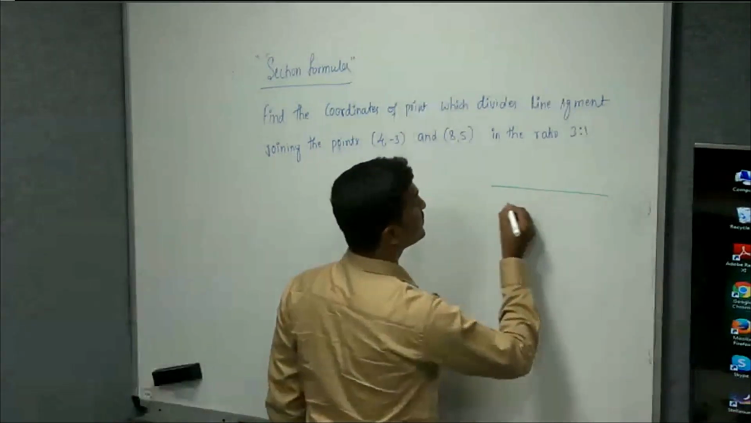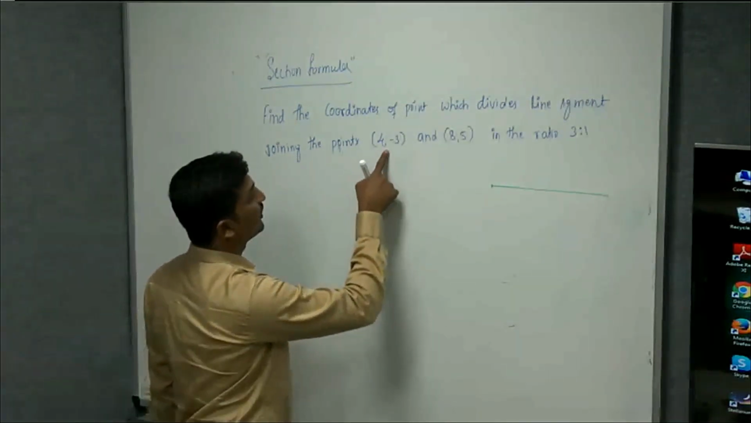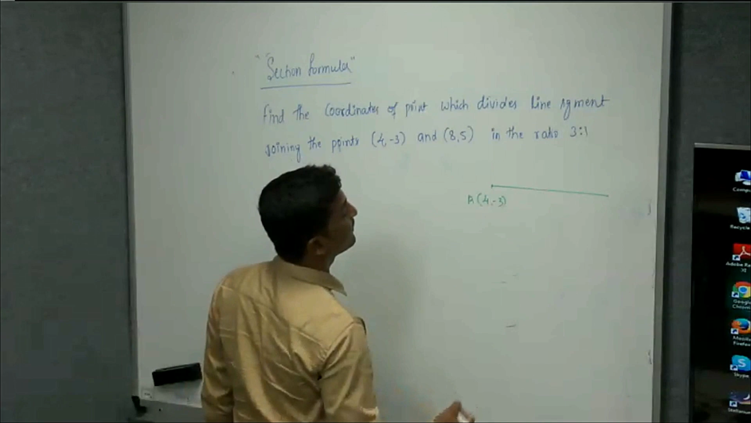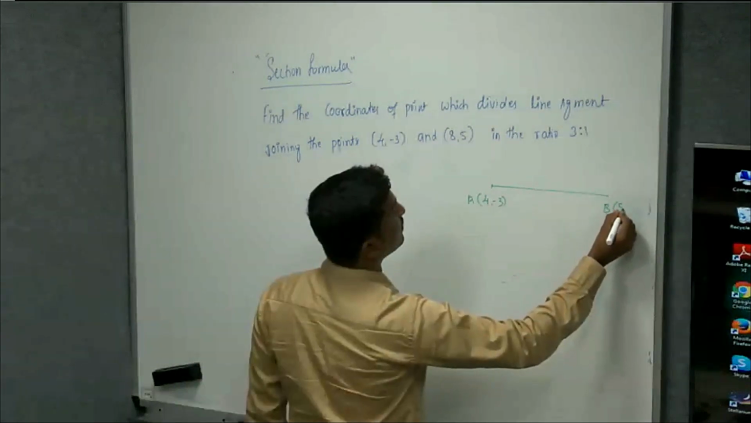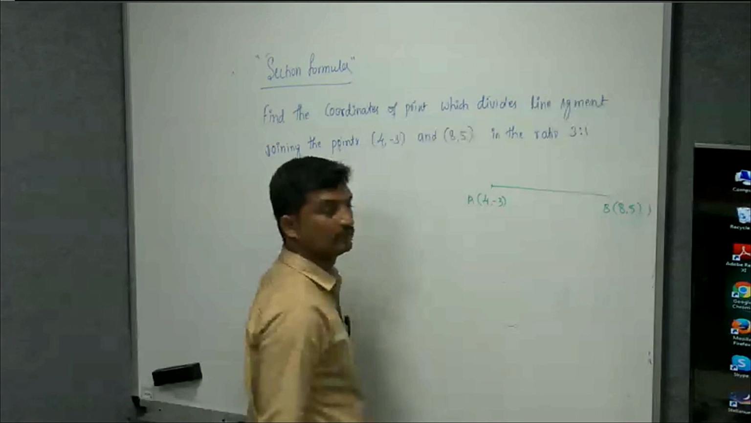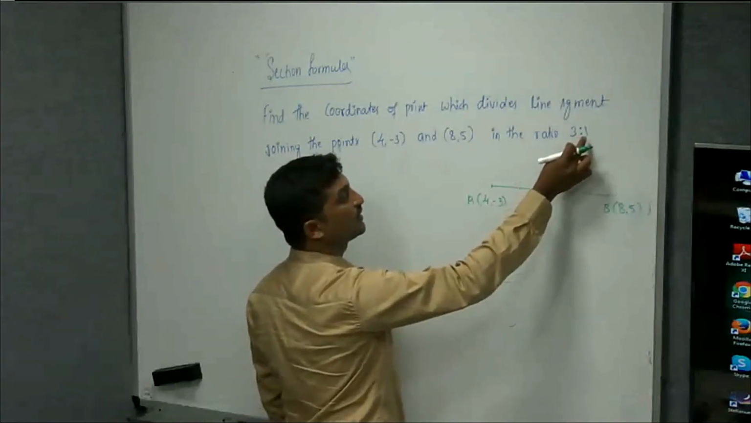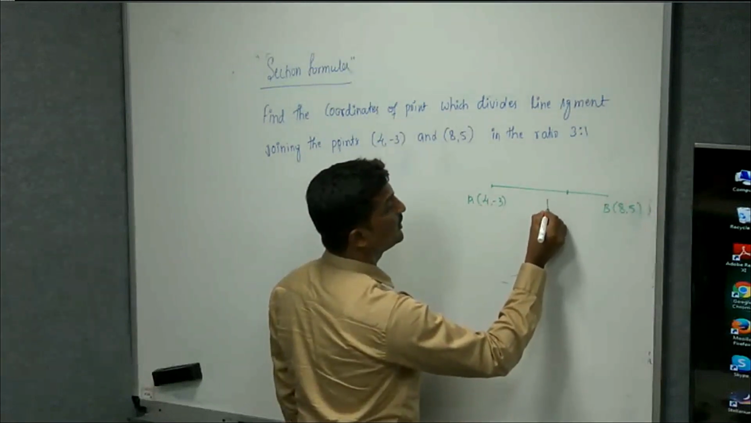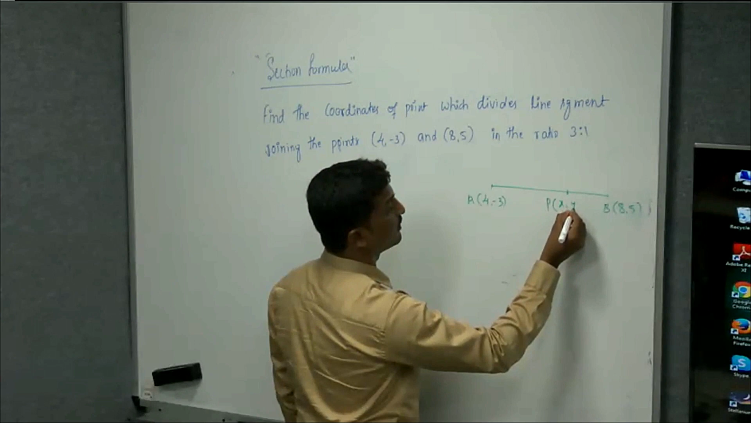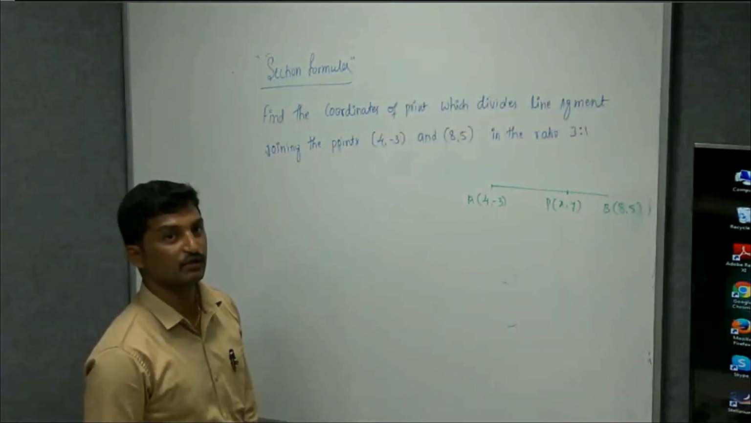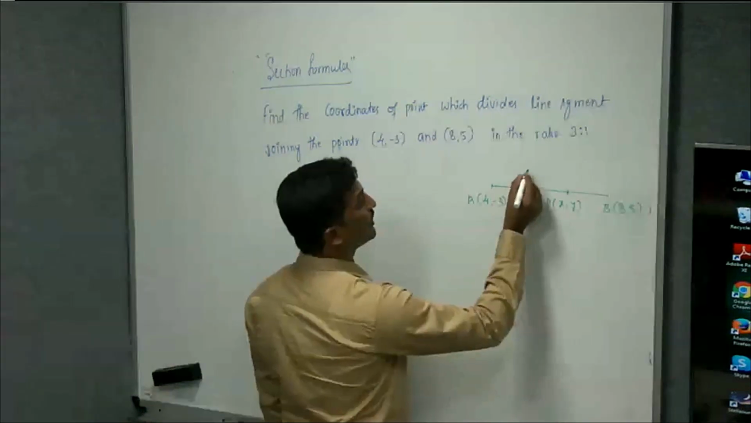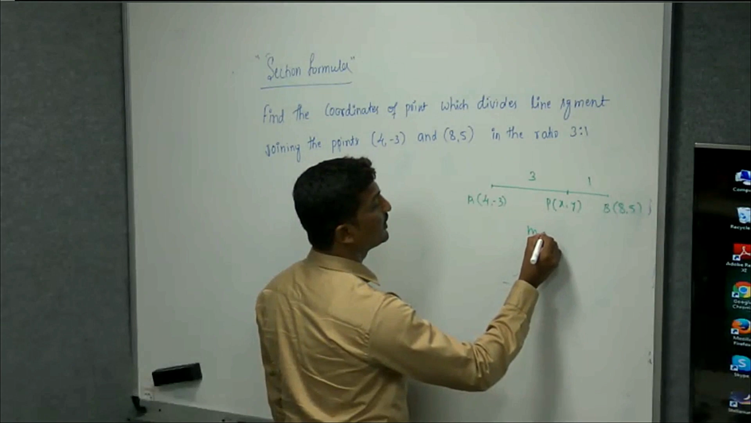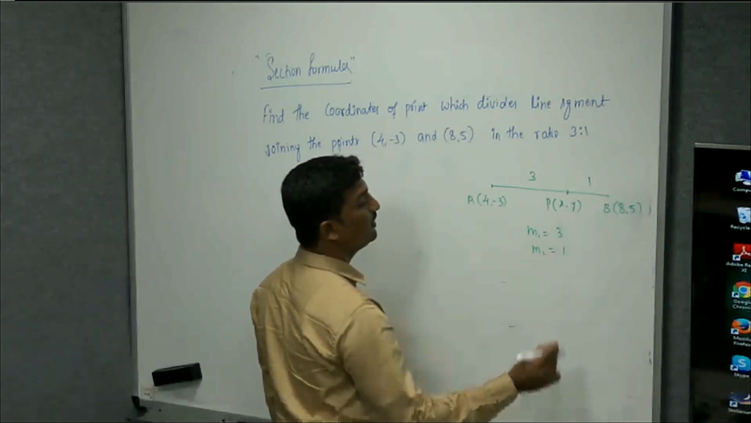Okay, let us take this as the line segment. This is the point A with coordinates 4, -3. And this is another point B, 8, 5. Now, as they have given the ratio 3:1, this will be 3 parts and this will be 1 part. This is the point P. We need to calculate the coordinates of point P, that is the value of x and y. That is, m1 will be 3 parts and m2 will be 1 part.